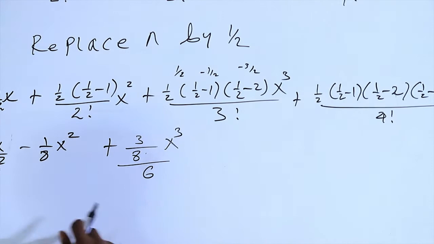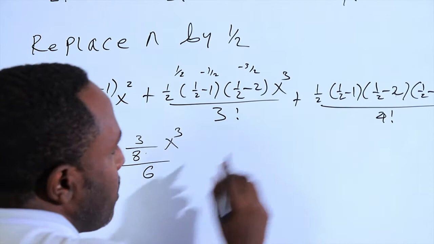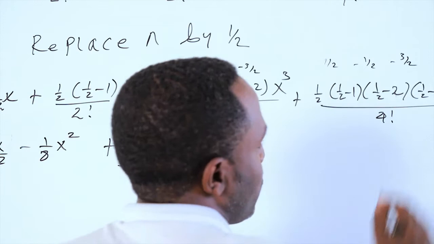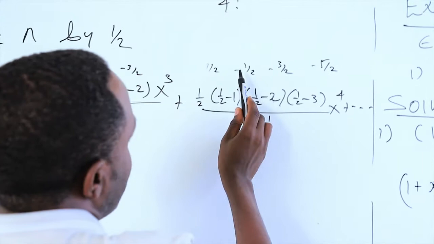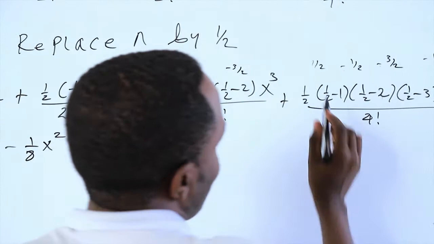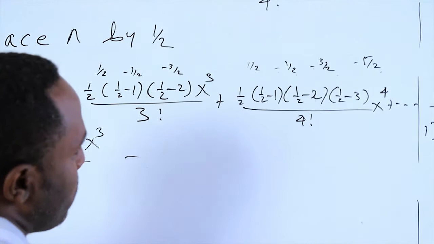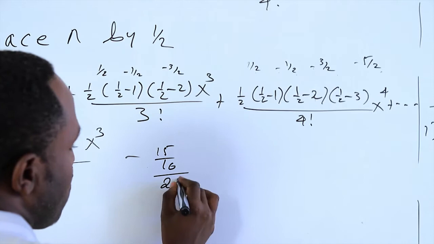And again plus, the next part is 1 over 2 times negative 1 over 2 times negative 3 over 2, and 1 over 2 minus 3 becomes negative 5 over 2. We have negative times negative times negative, which is negative overall. So 1 over 2 times 1 over 2 times 3 over 2 times 5 over 2 gives 15 over 2 times 2 times 2 times 2, which is 15 over 16, over 4 factorial, which is 24, x to the power of 4, and continue in such a way.